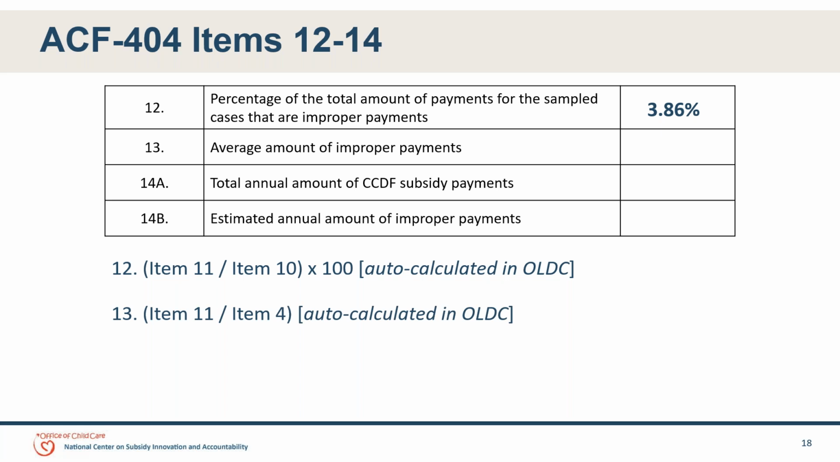Item 13 is the average amount of improper payments. This is calculated by taking item 11 and dividing it by item 4. And item 4 is the number of cases with an improper payment. This is also auto-calculated in the OLDC.